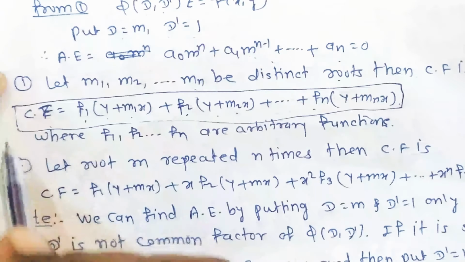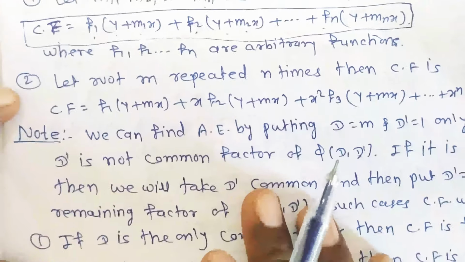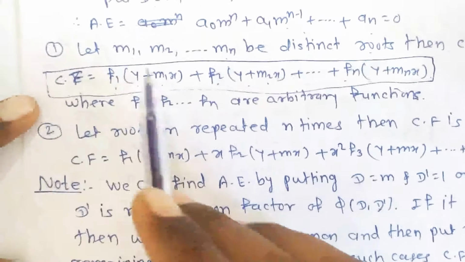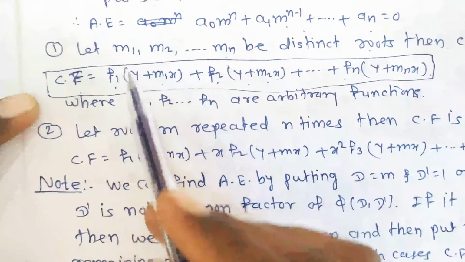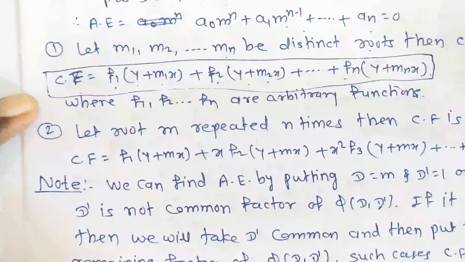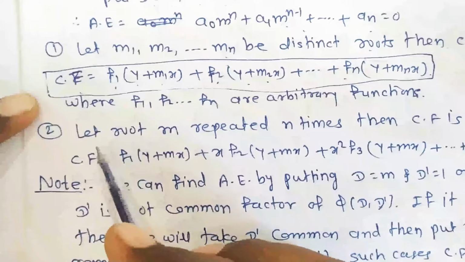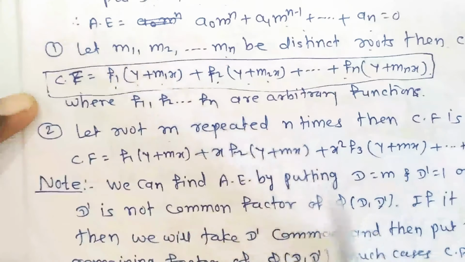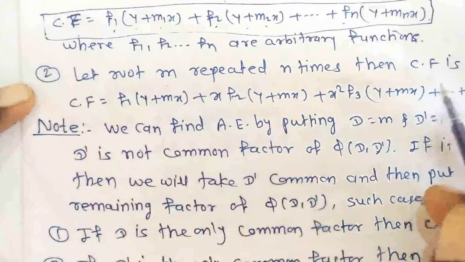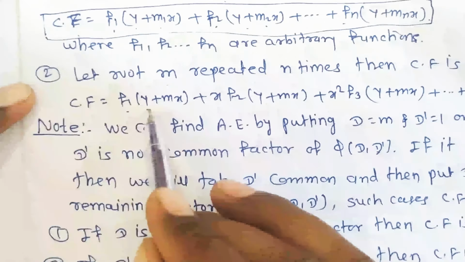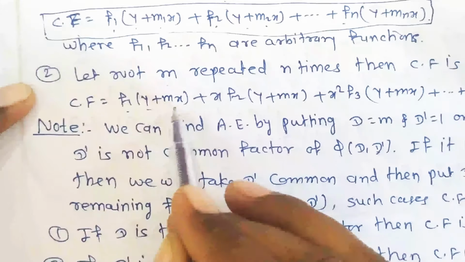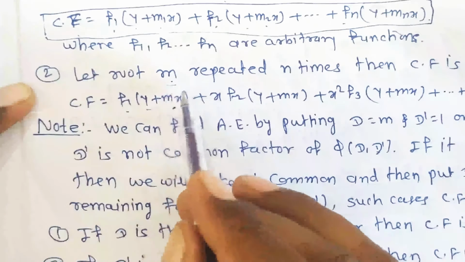So we use this formula for the complementary function if roots m1, m2 up to mn are distinct. Now suppose all roots are repeated, that is, the root is m, repeated n times. Then how do we write the complementary function? CF is equal to f1(y + mx). Why do we write mx only? Because the root is repeated, the same root will come.